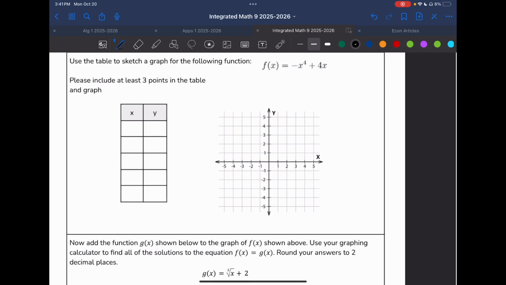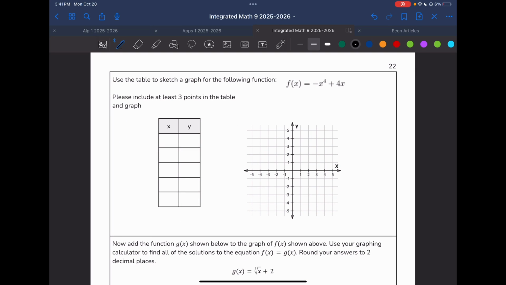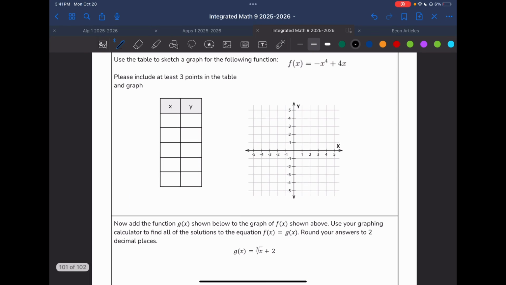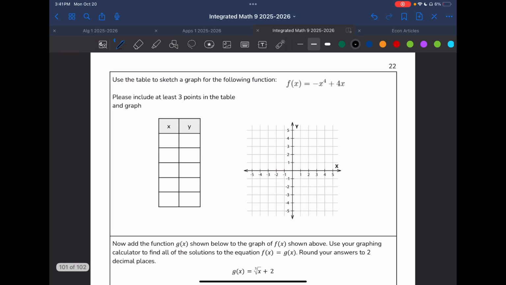Okay, so now we have this problem over here where we have this function and we need to sketch at least 3 points. So let's figure out the values. I'm just going to throw in -2, -1, 0, 1, and 2 here. Let's see if that's helpful. So when we plug in -2, we have -(-2) to the fourth plus 4 times -2. -2 to the fourth is positive 16, made negative by the negative outside, minus 8, so it's -24.